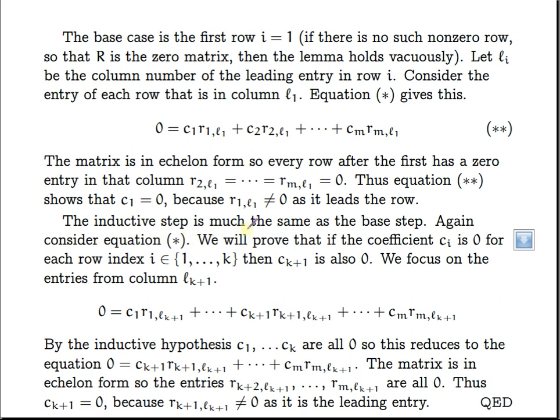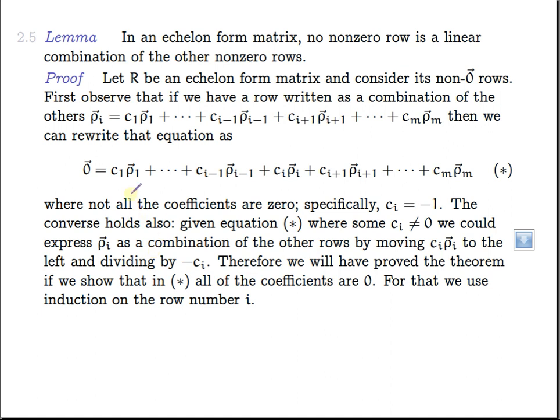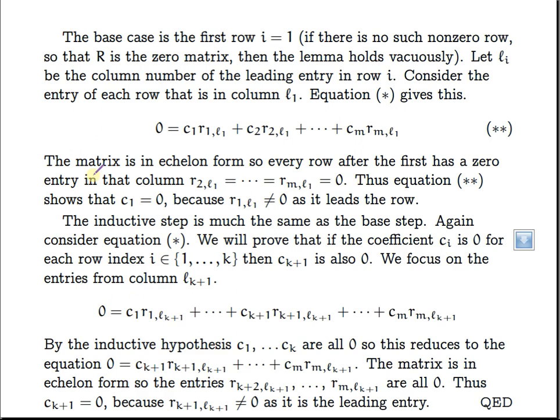The inductive step is pretty much the same as the base step. Again, consider equation star. Let's go back and see that. Equation star was this one here: a linear combination of rows is equal to 0. We will prove that if coefficient Ci is 0 for each row index from 1 to k, then Ck plus 1 is also 0.